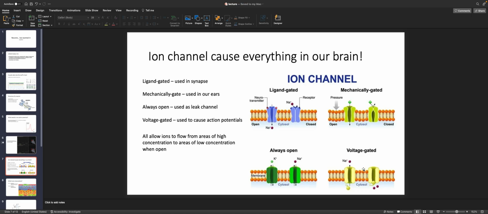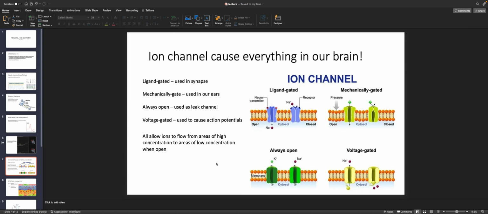There's a certain channel that we'll talk about shortly called a sodium channel, and those like to be open around minus 45 millivolts and will then close at around 0 millivolts, and will also be closed at anything below minus 45 millivolts. We'll talk about some of these examples more, but something to note is that all of these allow ions to flow from areas of high concentration to areas of low concentration.